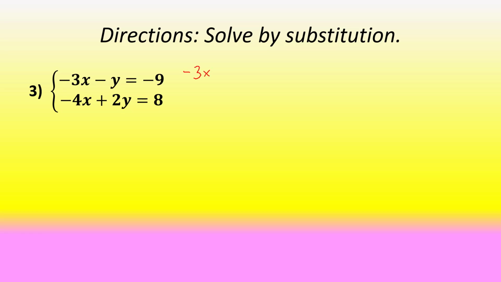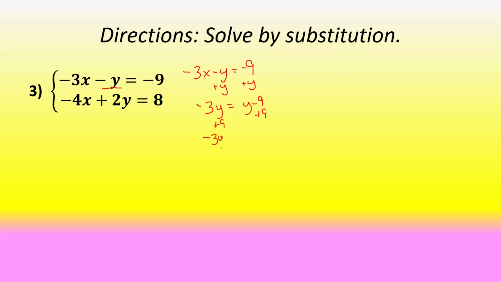Negative 3x minus y equals negative 9. I'm probably going to solve for y because it does not have a coefficient in front of it, which means it will be the simplest, easiest one to solve for. So in this case, I'm just going to go ahead and move y. You'll see why in just a second. Negative 3x equals y minus 9. Add 9 to both sides.